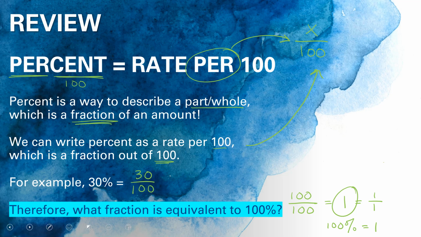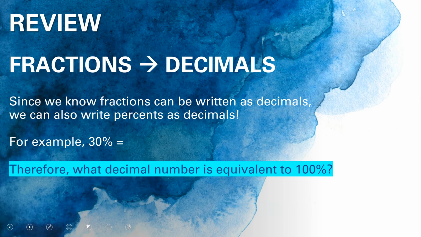All right, let's continue. We can also write our fractions as decimals. So since we know that fractions can be written as decimals, we can write percents as decimals. For example, since 30% is 30 per 100, 30 out of 100, this is 30 hundredths. And 30 hundredths is the decimal number 0.30.